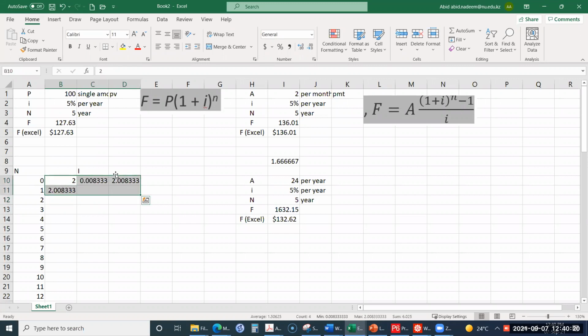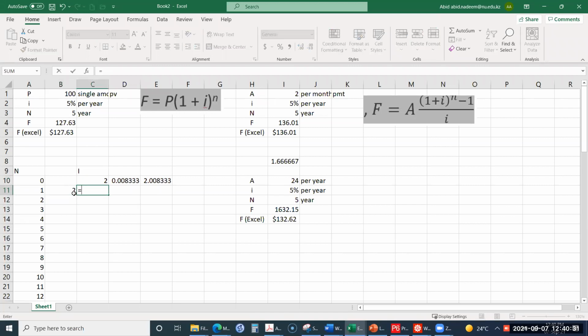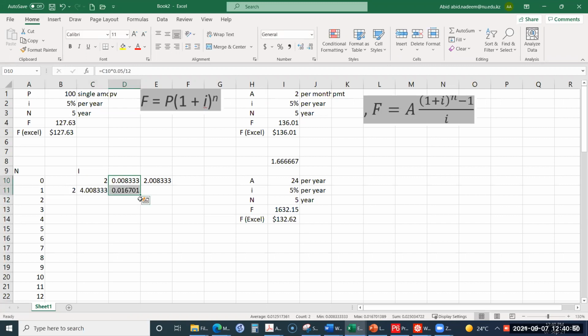Then $2 will be deposited again, and then what will be the amount that will become? Initially, this is the amount which you deposited, and plus here, this will be the amount. So what will be the interest on this? 5%. It will be calculated by the same formula like this. So I think this will be end 1, 2.